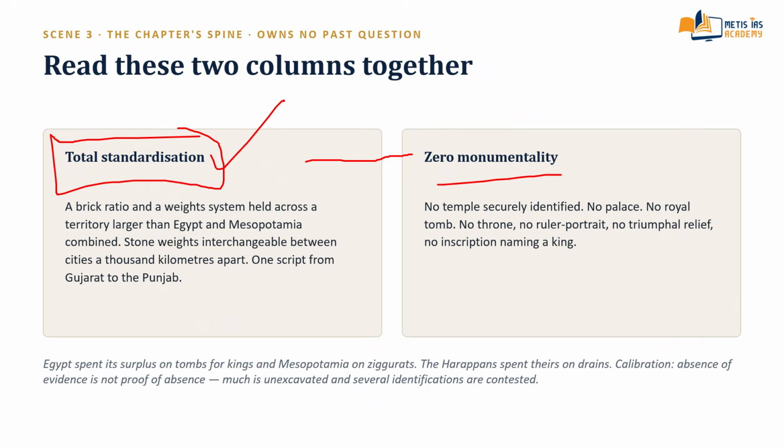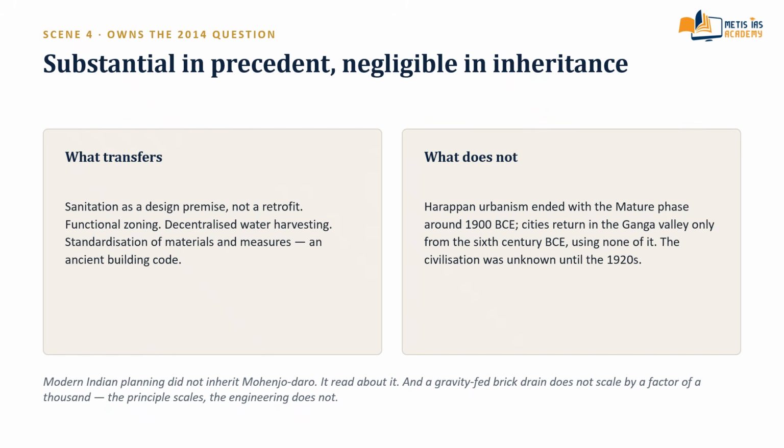At Dolavira, a sequence of 10 large signs was found that may have stood above a gateway, possibly the earliest signboard in the world. We cannot read it. So state the paradox in the form students should carry into their answer. We know more about Harappan plumbing than about Harappan politics.